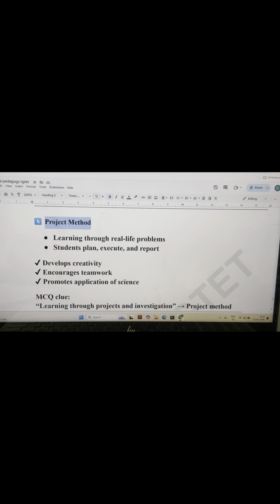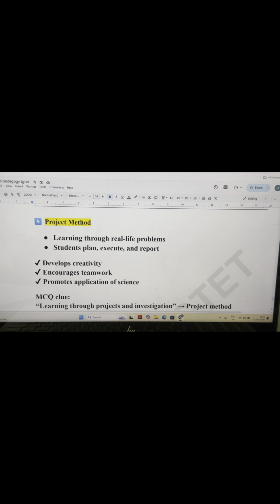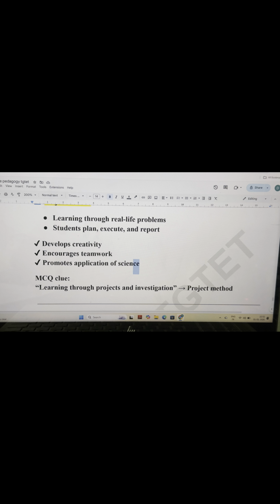The next method is project method. Project method means learning through real life problems. Students plan, execute and report. So it is project work, where it develops creativity among students. It encourages teamwork, peer work, and it promotes applications of science. Whatever concept you are dealing with, you have to apply it in your project. Then you have to plan it, execute it and report it. Learning through projects and investigation is called project method.